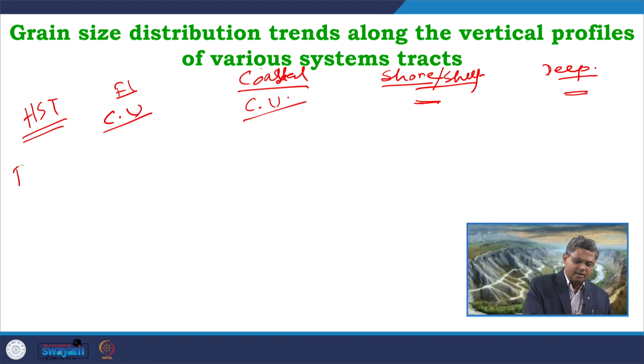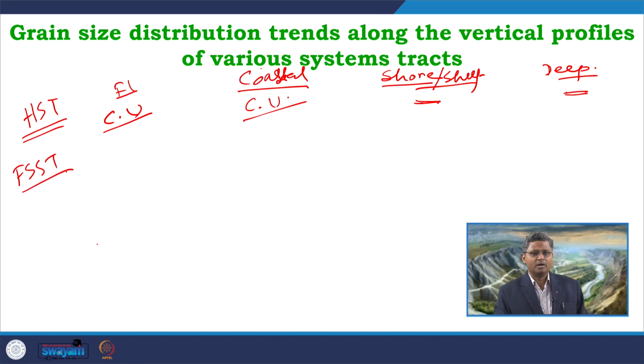If I look at the FSST package in terms of grain size changeover, in the fluvial part I will not get any kind of changeover, because it is a part of erosion now. There is no deposition going on, so I will not get any kind of changeover in terms of grain size distribution in the vertical profile. In the coastal area, we cannot get anything if there is erosion going on in the coastal area.